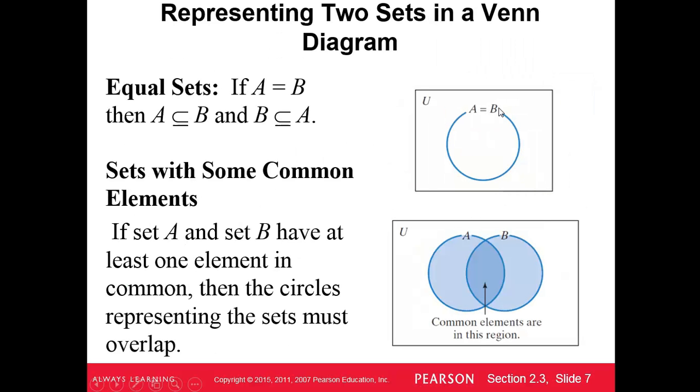If A and B are exactly the same, of course, then it can just be one circle because we're talking about the same items. If A and B have something in common, but not everything in common, which is usually the case, then they're going to overlap, and so the dark blue shaded area are the elements that are in common between A and B.